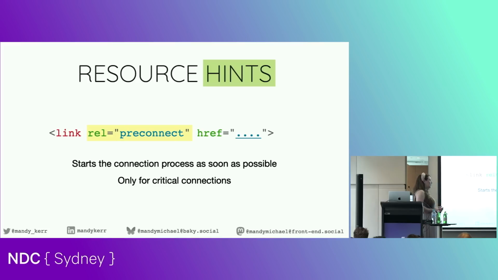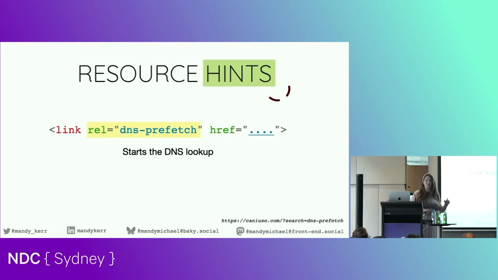However, if you are making a lot of connections to third-party domains, pre-connecting all of them is going to be counterproductive, right? If everything is important, nothing is important. So it's best to keep pre-connect for only critical connections. For everything else, you can use DNS prefetch. That's going to save time on the first step, which is the DNS lookup.